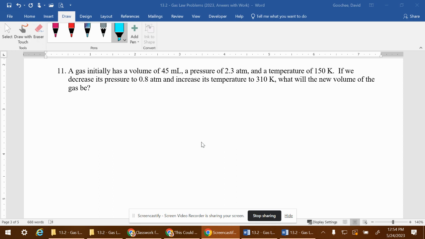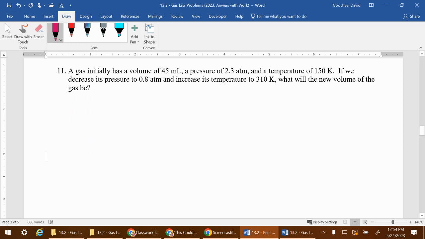All right, guys, this is Mr. Gucci working on problem number 11 from the homework. A gas initially has a volume of 45 milliliters and a pressure of 2.3 atmospheres and a temperature of 150 Kelvin. If we decrease the pressure to 0.8 atmospheres and increase the temperature to 310 Kelvin, what will the new volume of the gas be?